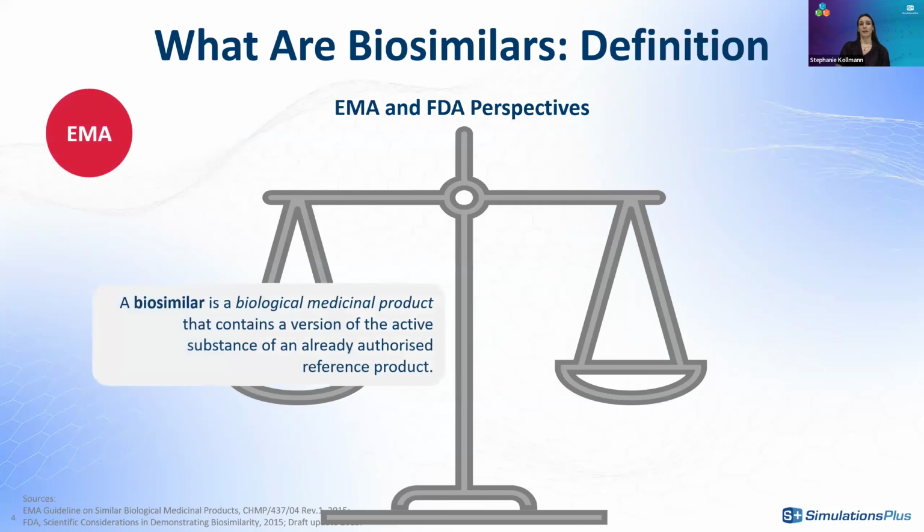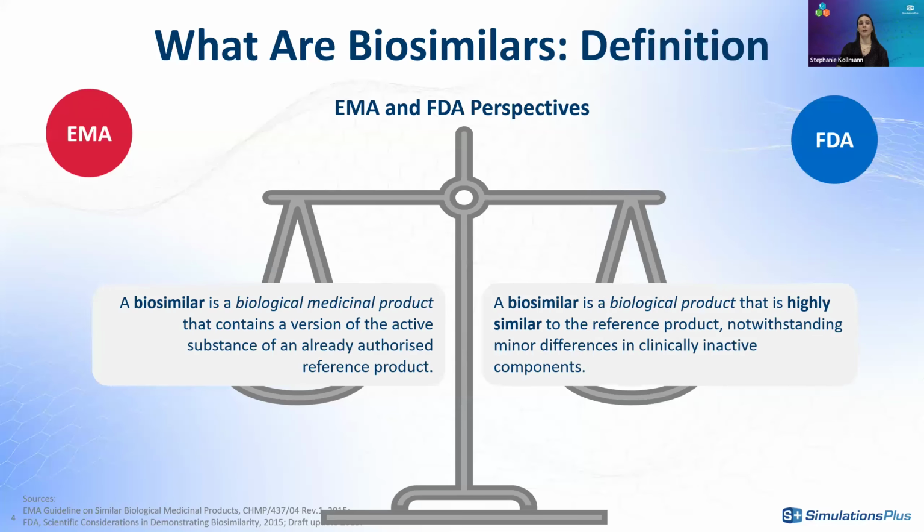So the EMA defines a biosimilar as a biological medicinal product that contains a version of the active substance of an already authorized reference product, while the FDA defines it as a biological product that is highly similar to the reference product, notwithstanding minor differences in clinically inactive components. So in essence, both describe the same concept, a biologic that is highly similar to an approved reference.